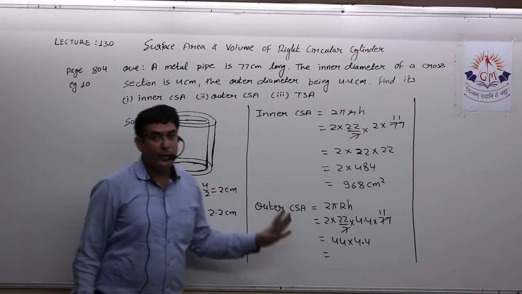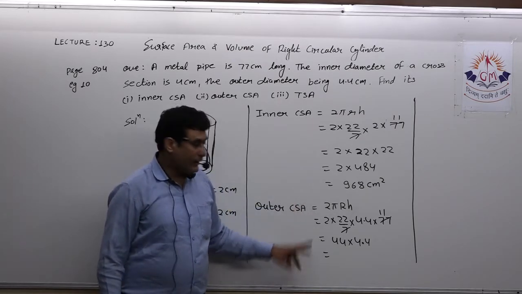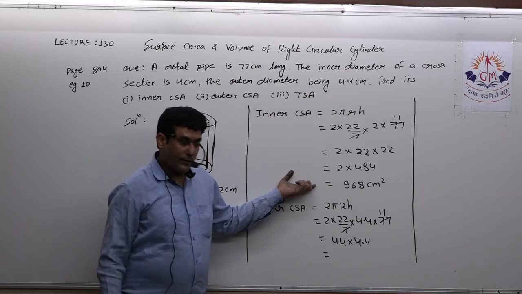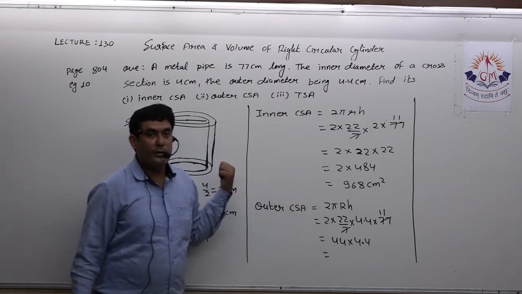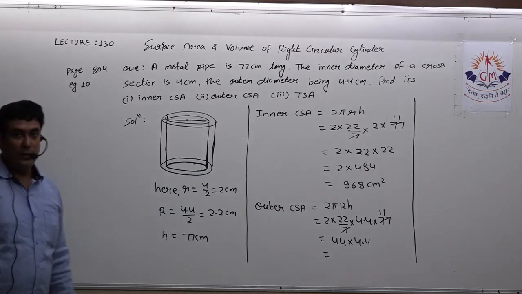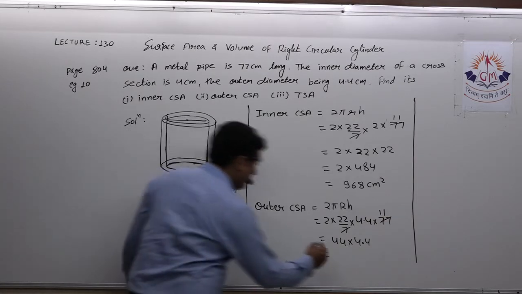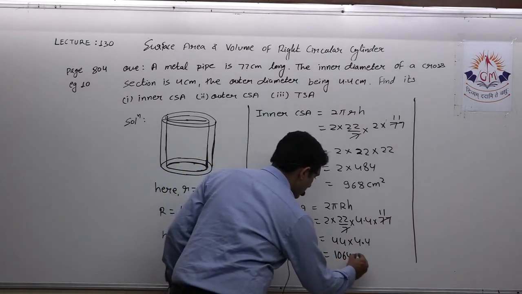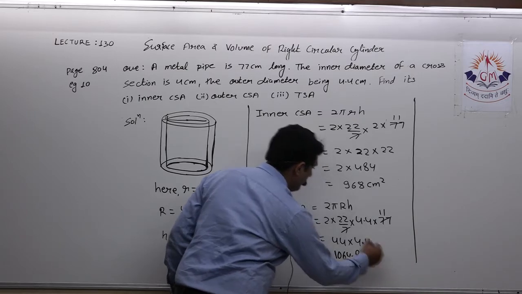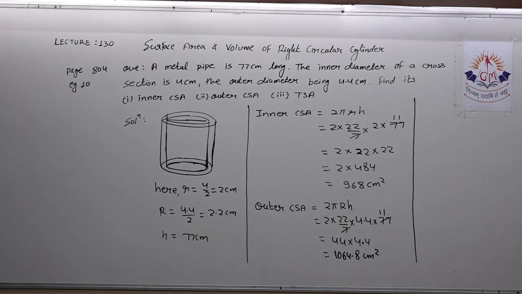So there are two ways to get the total surface area. First, we can apply the formula and we can calculate. Second, we can take inner CSA as it is, outer CSA as it is, and just calculate the area of ring. So note it down up to this point, then we'll say its total surface area. That I took from the book directly: 1064.8 centimeters square.